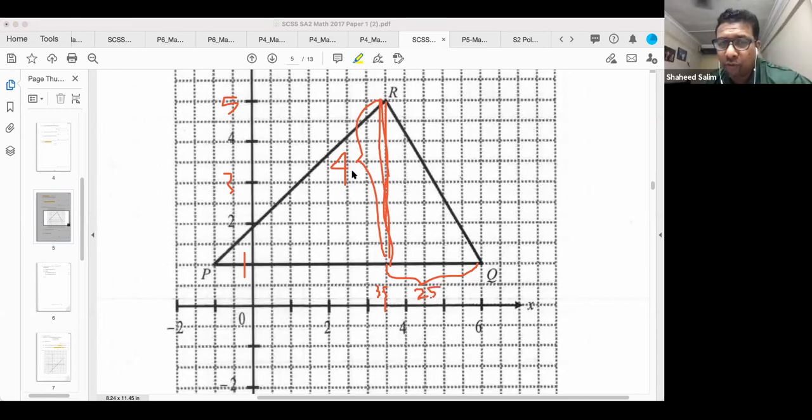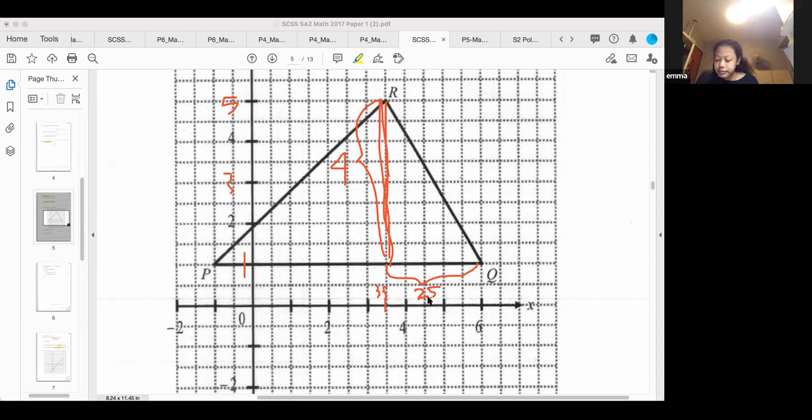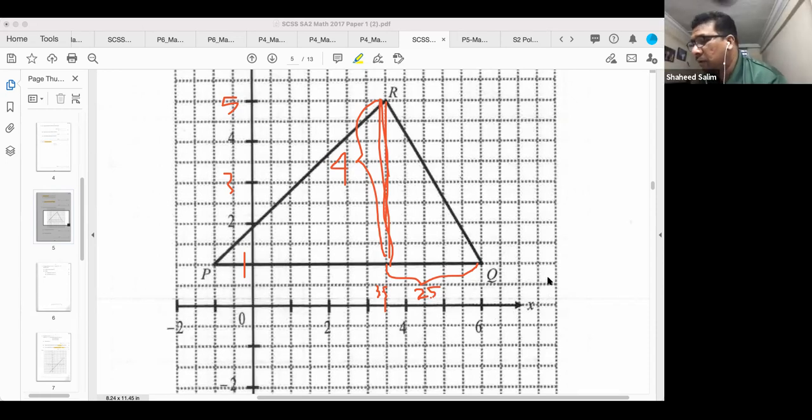Can you use your calculator? Just take 4 divided by 2.5. What do you get? 1.6. Yes. So this is negative 1.6.